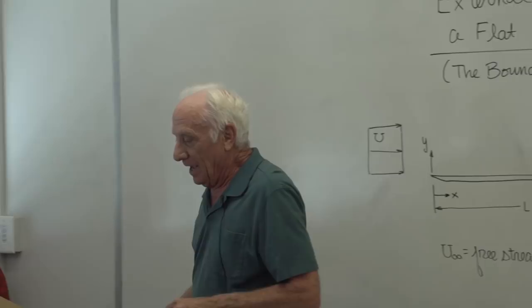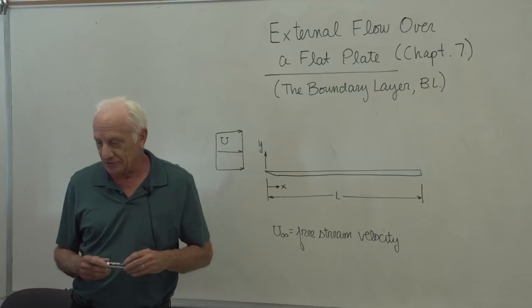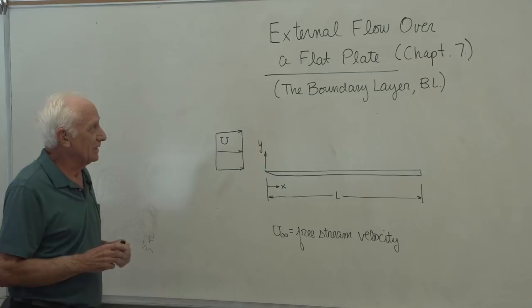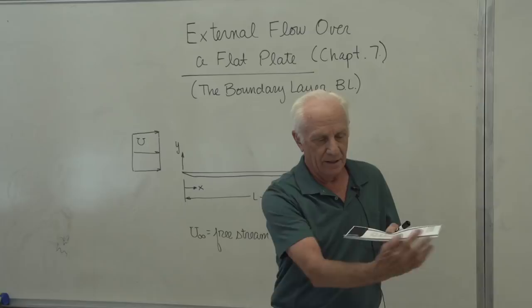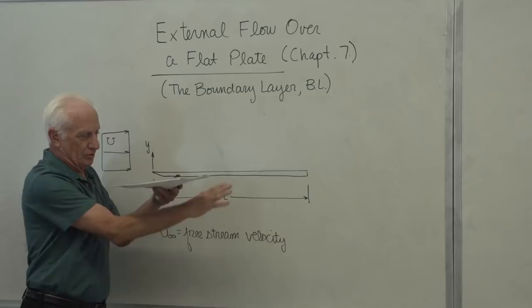Okay, in chapter 7, we're talking about flow over external surfaces like cylinders, spheres, flat plates. The simplest possible geometry is a flat plate, and a flat plate is like this. So it has a length. The length from the left to the right is L, okay? The width from front to back is W. We'll put that on later on, but W is this length.